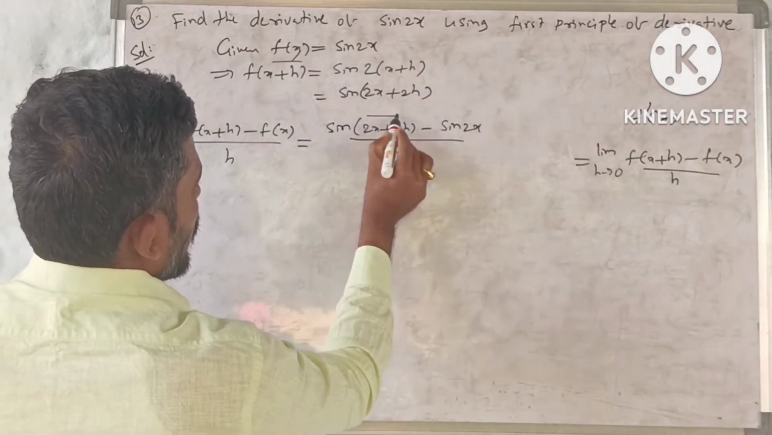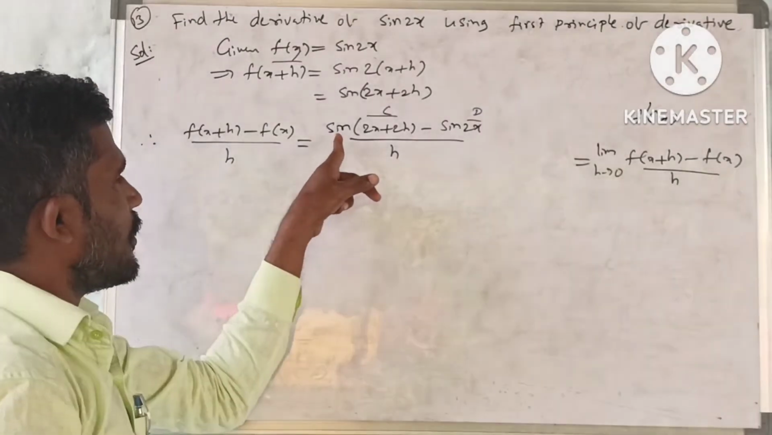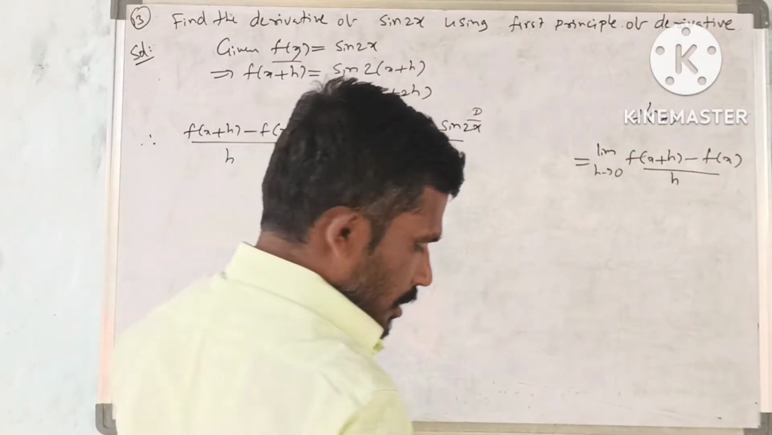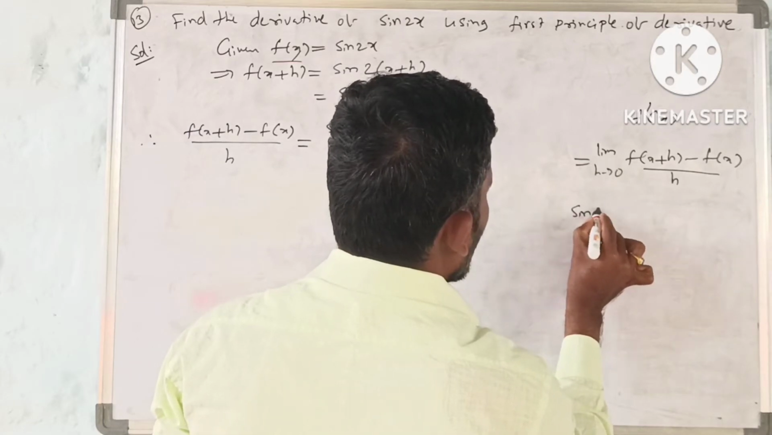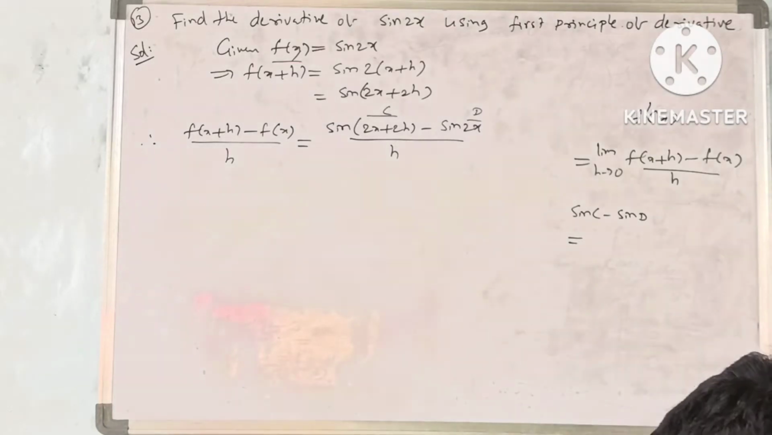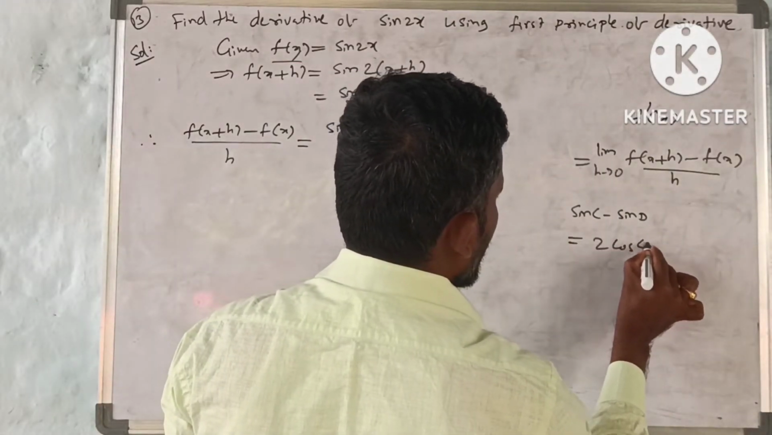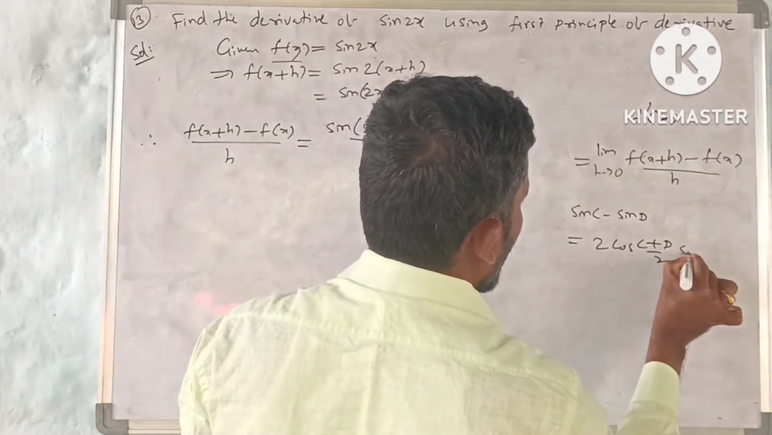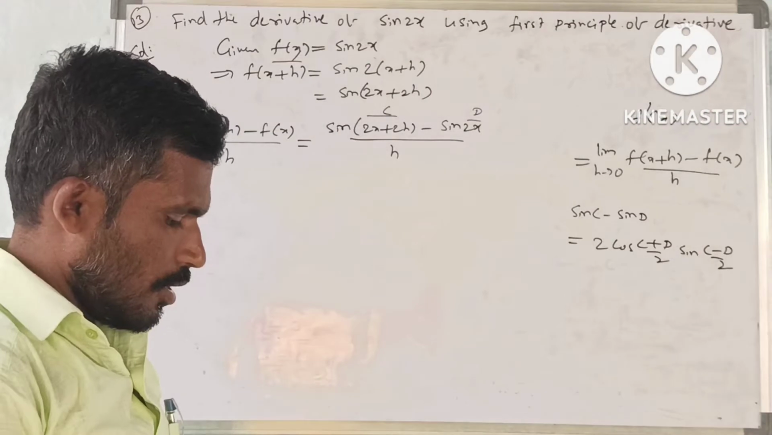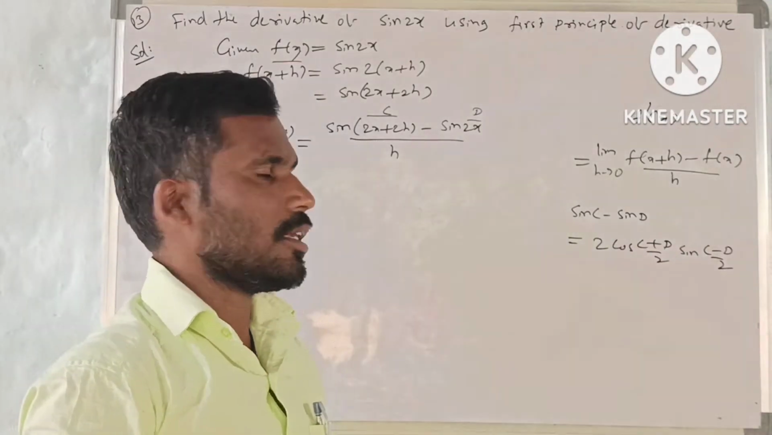So this is of the form sin c minus sin d, where I am taking this one as c and this one as d. So sin c minus sin d, what is the formula we have? Sin c minus sin d is 2 cos of (c plus d) by 2 times sin of (c minus d) by 2.